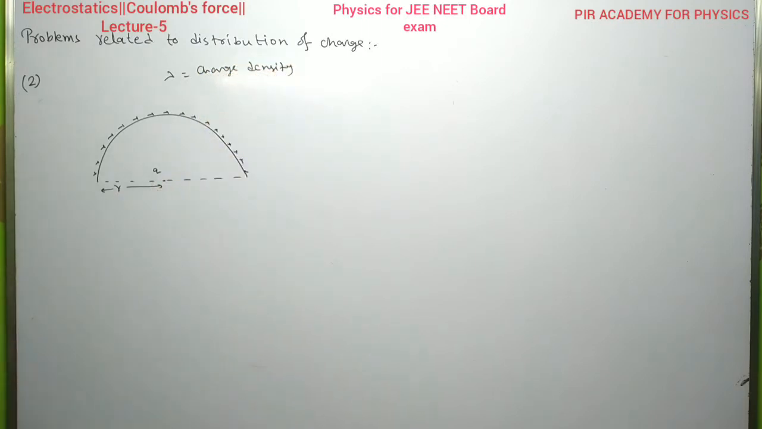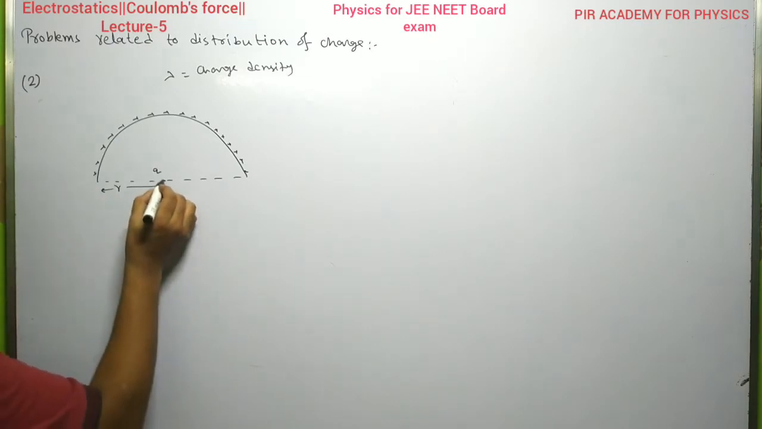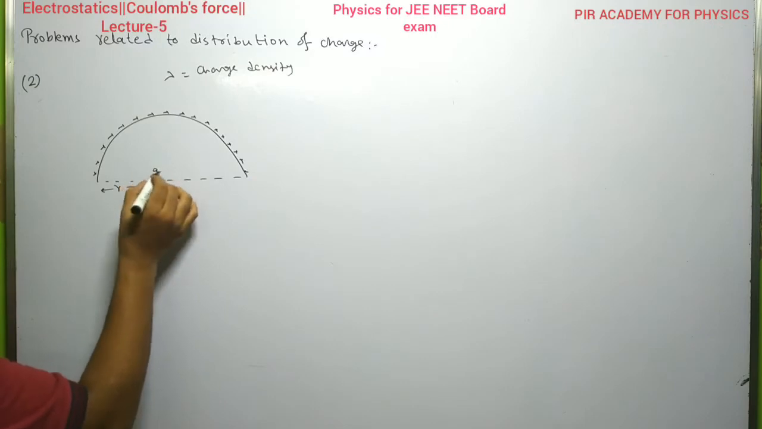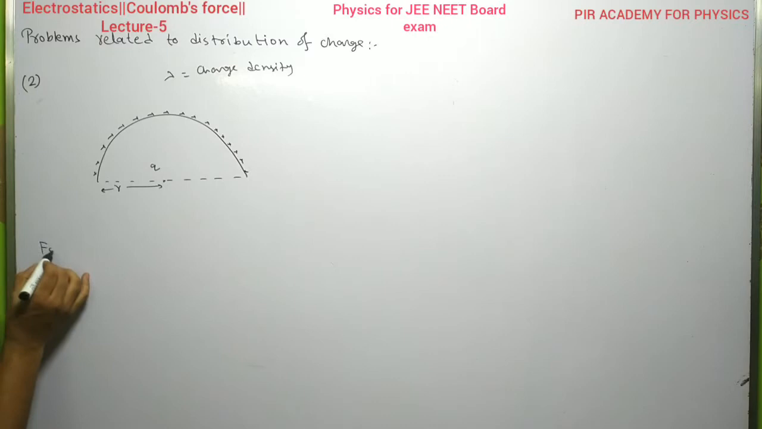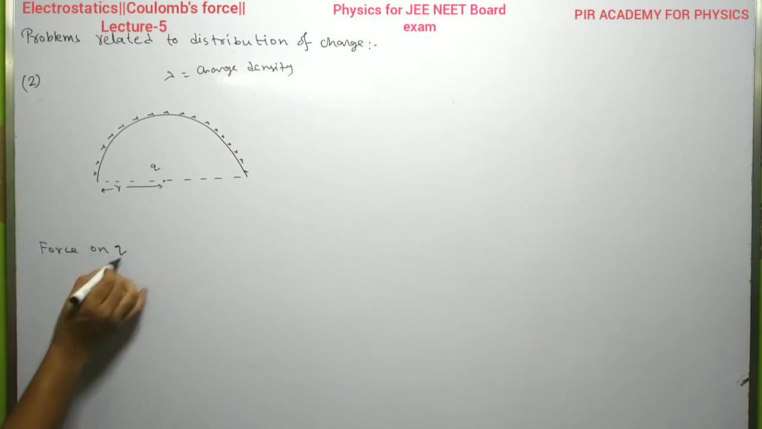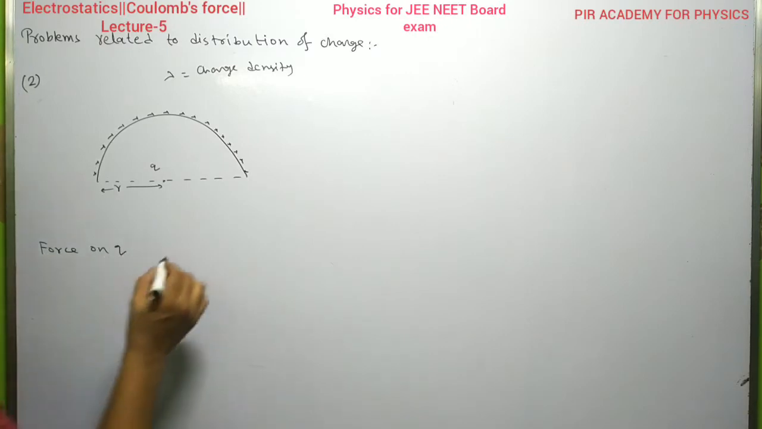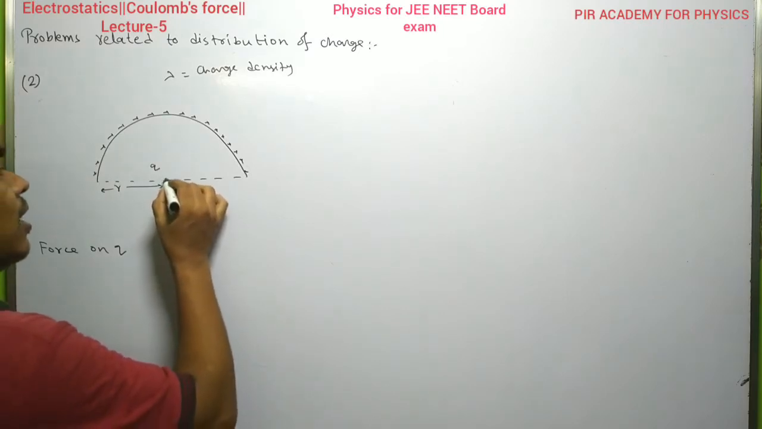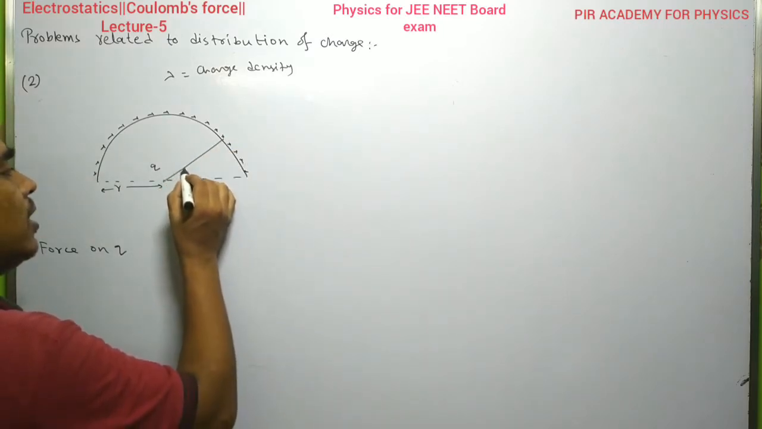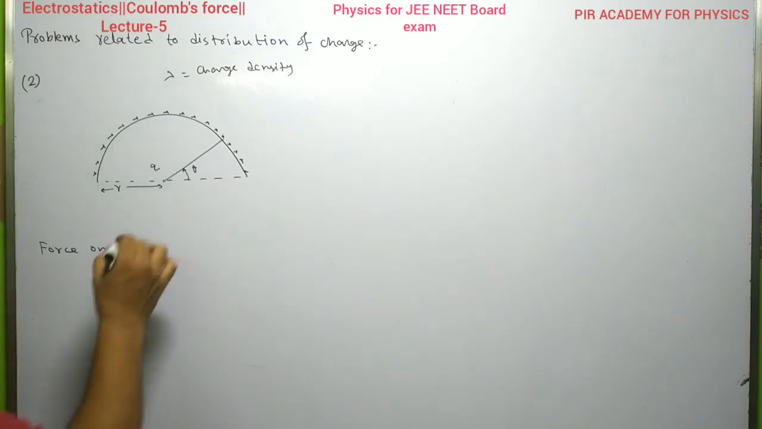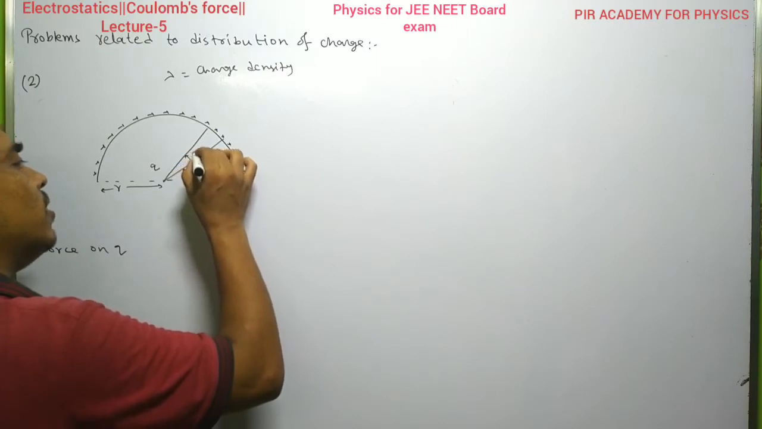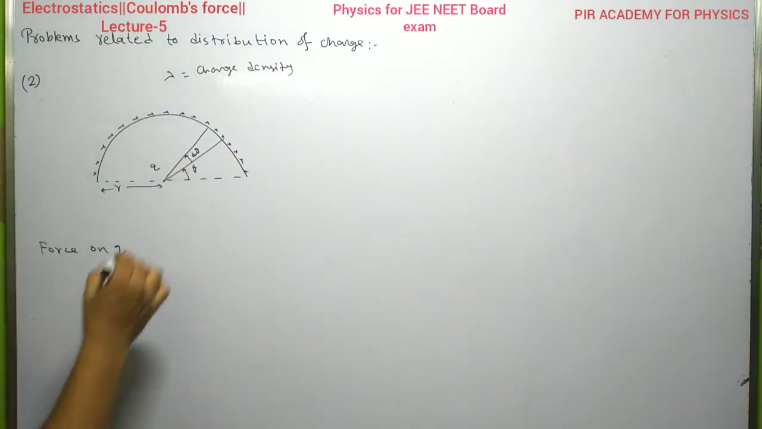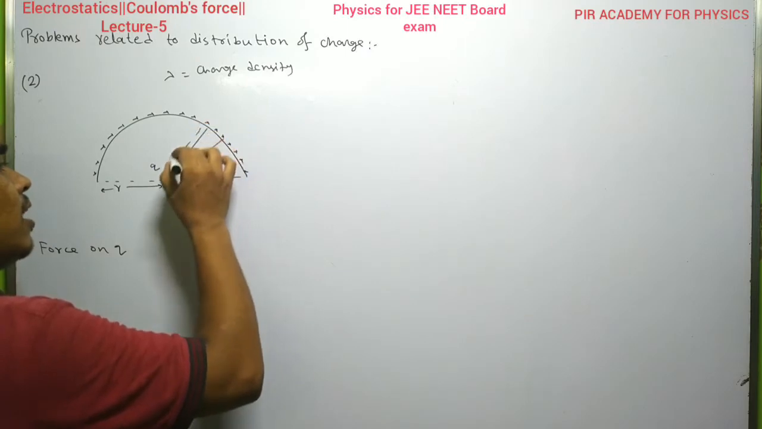So if the radius of the semicircular loop is r, and I place a charge q at the center, you have to find the force on charge q. For this configuration, you take an angle theta, and a small angle d theta. Suppose this is d theta, and the distance is r.